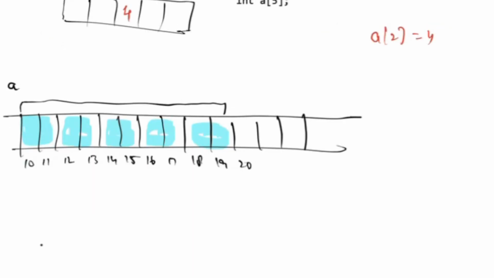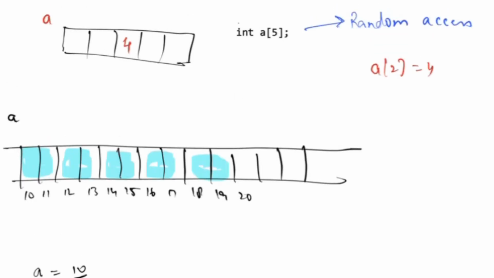So if I print A, then 10 will get printed because 10 is the address of the array. And in most cases, the data type of A is integer pointer. What it means is that the array name acts as a pointer to the first element of the array. Because the first element is an integer, that's why it will act as an integer pointer.